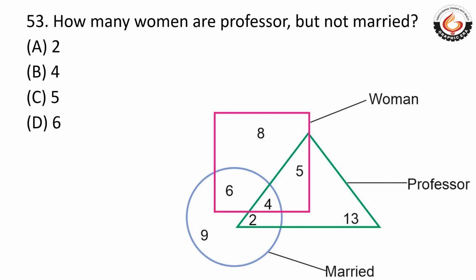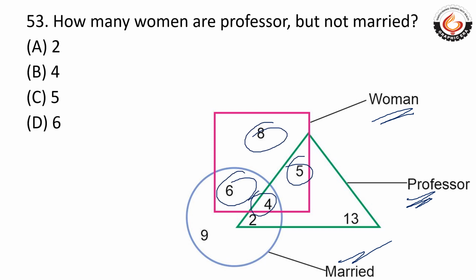Now this is the last set of questions for today's lecture. How many women in this question? The square box denotes women, the triangle goes for professor, and the circle goes for married people. Correct? Now how many women are professor but not married? First of all, again, always use this approach. Woman, these. Professor, this eliminated. Again, not married. This 4 is married. Only option 5. Option C is correct.